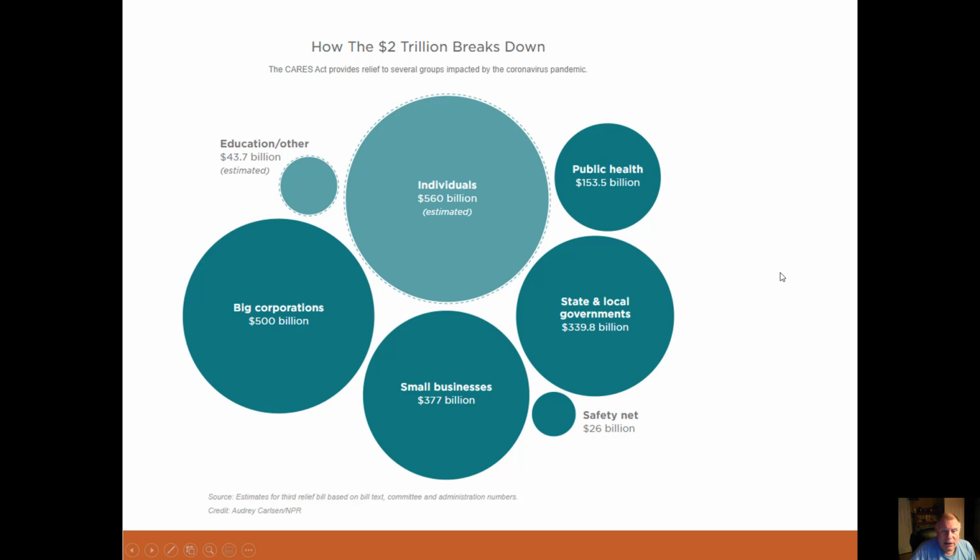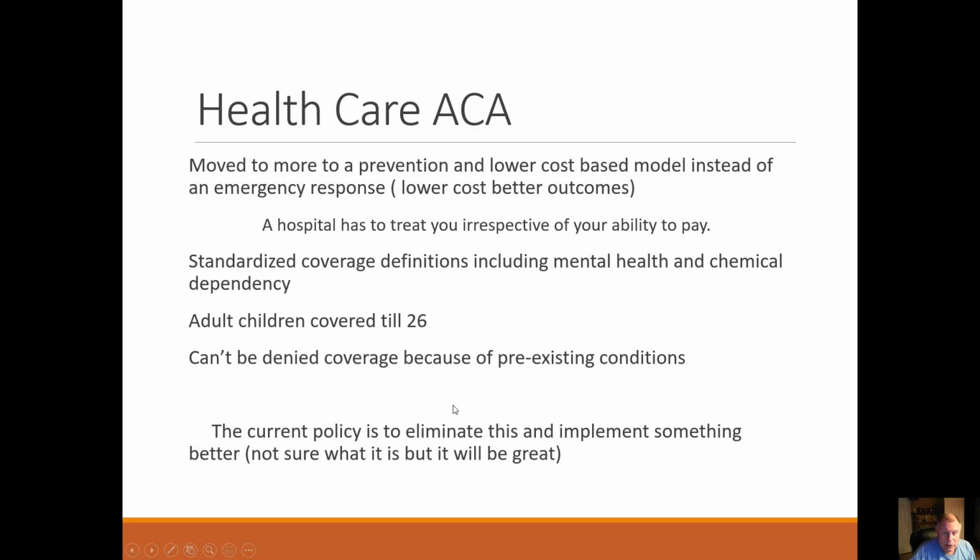When we look at how this $2 trillion breaks down, the biggest one, individuals, $560 billion. Big corporations, $500 billion. Small business, $377 billion. State and local governments, $340 billion. Public health, $153 billion, and education, about $4 billion. So as you can tell, individuals got the lion's share of the $2 trillion, and then the big corporations, of course, got almost an equal share. That is disproportionate to small business, which employs the most people in America. So that's that. So that's the policy.